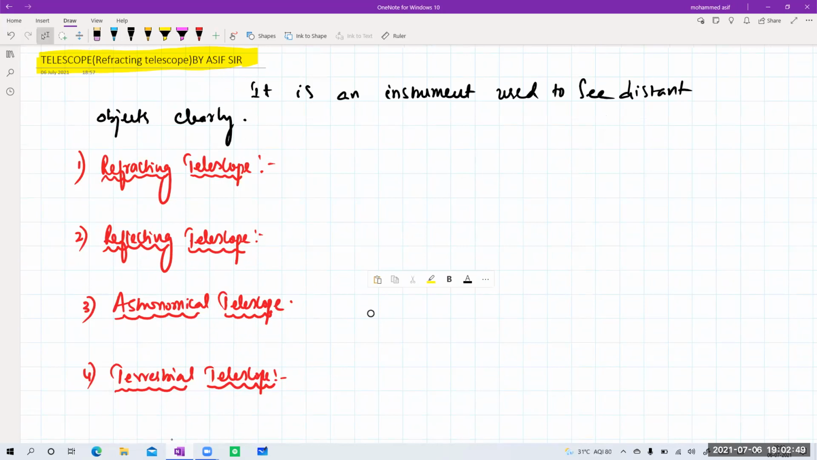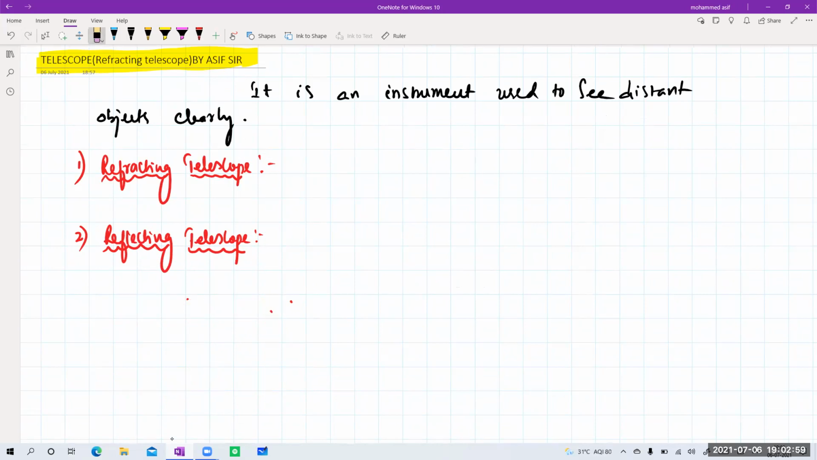Then we'll be talking about your reflecting telescope. The best example for the refracting telescopes is your astronomical telescope. I'll write it here, but I made a small mistake. Astronomical is a type of refracting telescope, so I can make an arrow mark here itself and write it. In the refracting telescope, we talk about your astronomical telescope, and in this one, we talk about your terrestrial telescope.